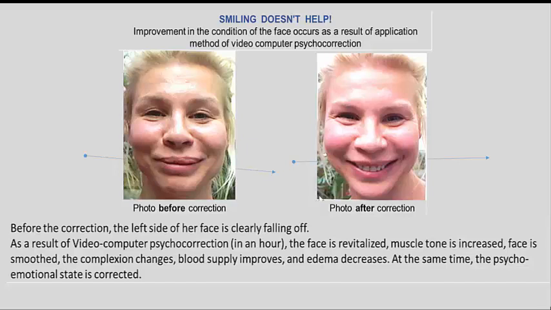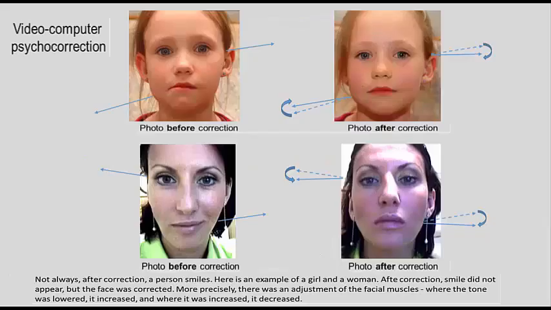The next photo was taken after correction. At the same time, she was not told to smile, but as a result of correction, she revived and her smile became natural. At the same time, characteristic changes occurred on her face. There is no skew, the swelling has decreased. It must be said that a person does not always smile after correction. Here's how it is in these examples. But there were characteristic changes on the face.